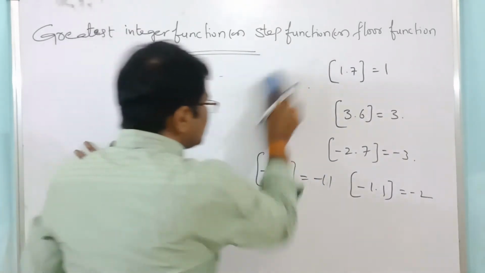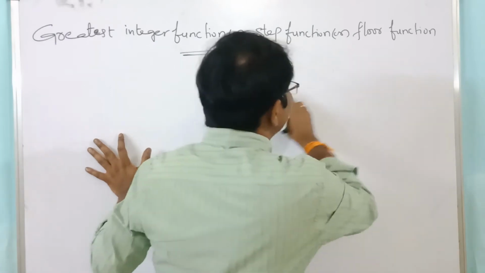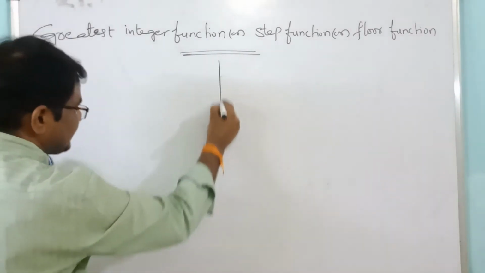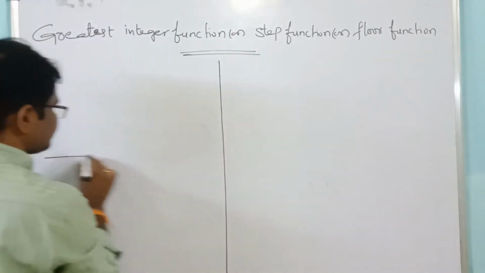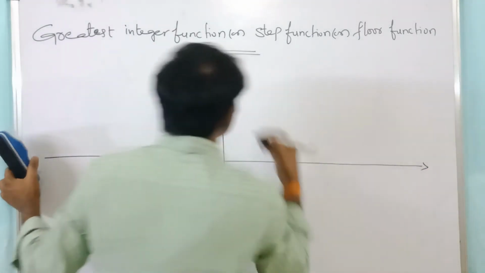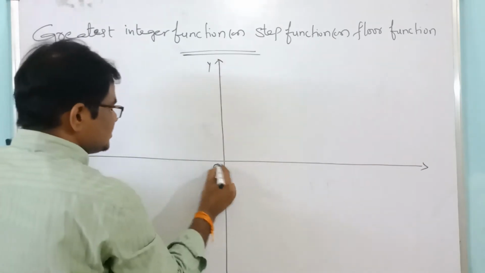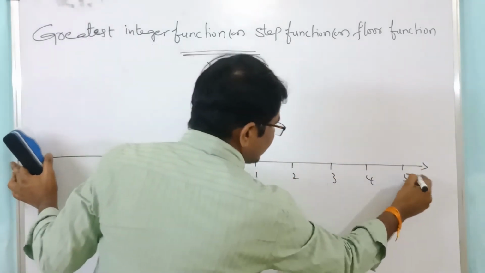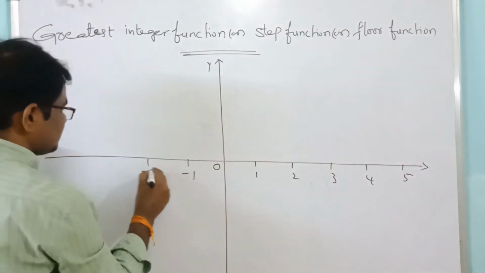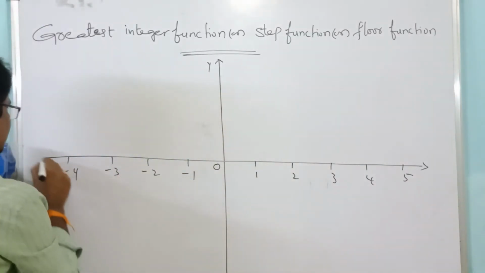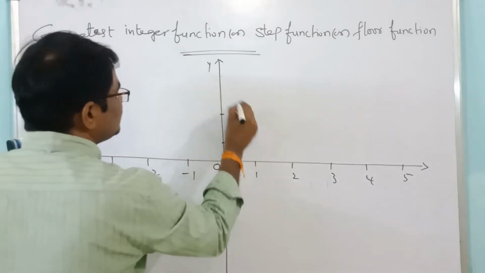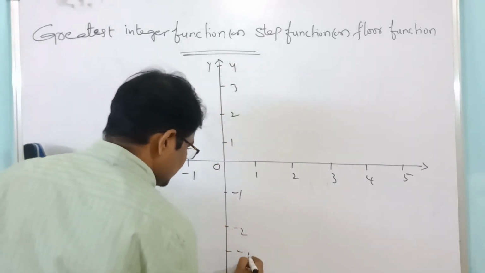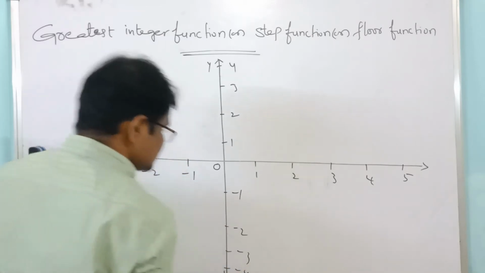Now draw the graph of the greatest integer function. This graph is most important. Zero, 1, 2, 3, 4, 5. Minus 1, minus 2, minus 3, minus 4. And here 1, 2, 3, 4. Minus 1, minus 2, minus 3, minus 4. Like this.